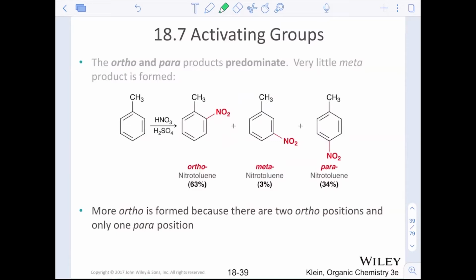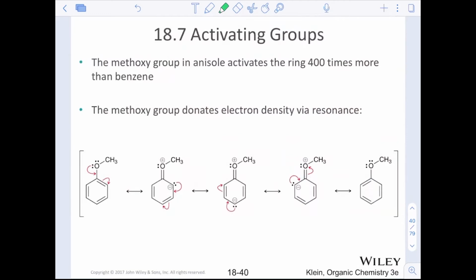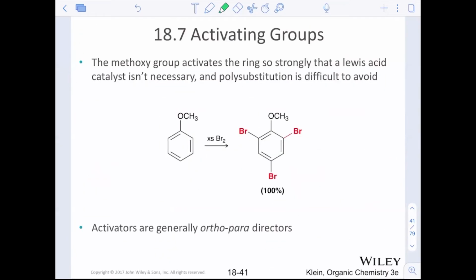More ortho is formed just literally because there are two ortho positions and only one para, and so that makes more sense. The methoxy group, oxygens, right, specifically looking at anisole here, activates the ring 400 times more than just benzene. That's ridiculously more times. The methoxy group physically donates electron density via resonance, and so it is highly activating. Again, ortho-para directors.